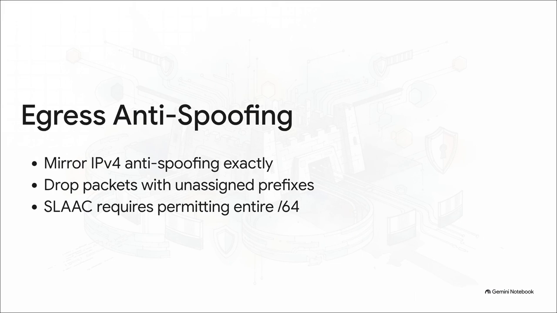Which brings us to the crucial point of how we handle outbound traffic, specifically egress anti-spoofing. You absolutely must mirror your IPv4 anti-spoofing rules. Applying BCP38 principles to IPv6 means you drop any packet leaving an interface if its source address doesn't belong to that interface's assigned prefix. Simple enough, right? But here's the catch. Because of stateless address auto-configuration, SLAAC, and the privacy addresses it spins up, you can't just permit a single host IP anymore. It doesn't work. In SLAAC environments, you have to configure your firewall to permit the entire assigned /64 prefix.